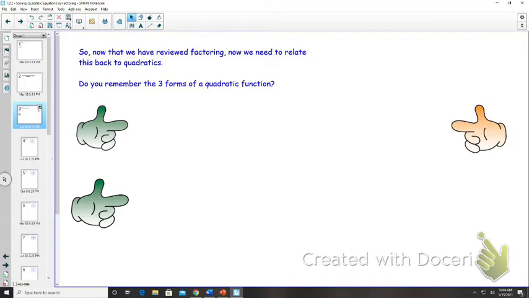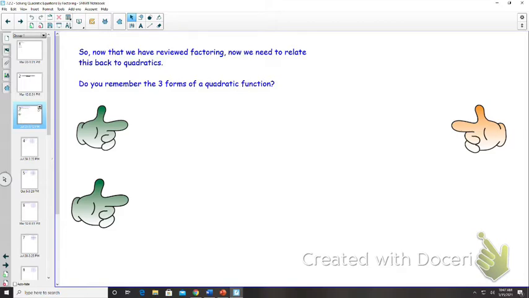Oh, sorry, roots, zeros, and x-intercepts. No, that's when we're solving, right? Yeah, the three things we need to solve. But what are the three forms of a quadratic equation? Oh, like vertex form, factored form, standard form? Yep, perfect. Vertex form, standard form, and factored form, you bet.